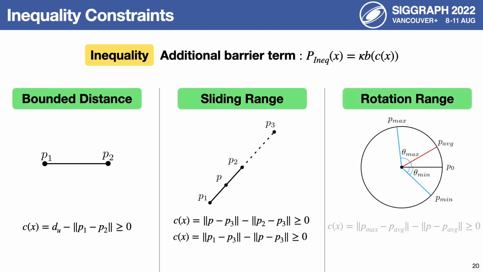To restrict the rotation angle of point P within range theta min, theta max, we first rotate P to the endpoint Pmax and Pmin. Then P must be restricted on arc Pmax, Pmin. This can be further enforced by a distance constraint. Therefore, we can avoid computing angles by expressing the rotation range as bounded distance.